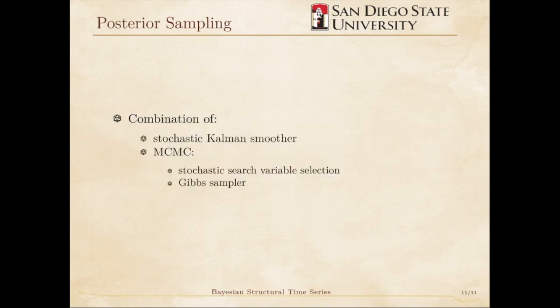To obtain a sample from the posterior distribution, we use a combination of a stochastic Kalman smoother and a Markov chain Monte Carlo algorithm. The algorithm is called stochastic search variable selection, which is a Gibbs sampling algorithm. Note that you don't need to worry about implementing this yourself, as the BSTS package will do it for you.